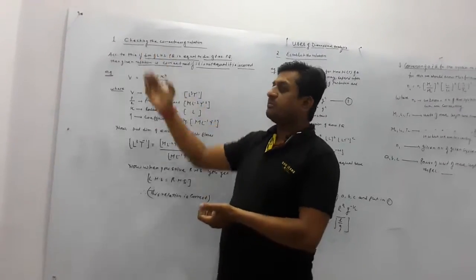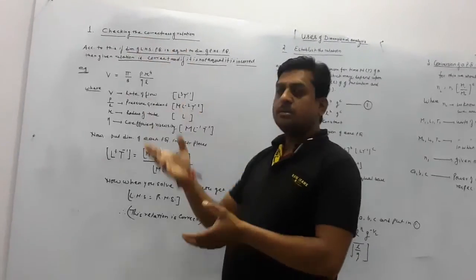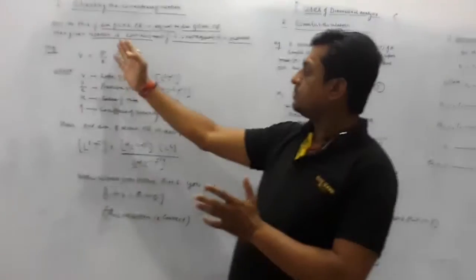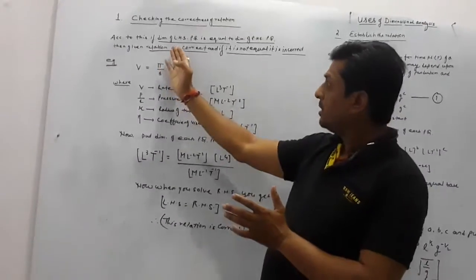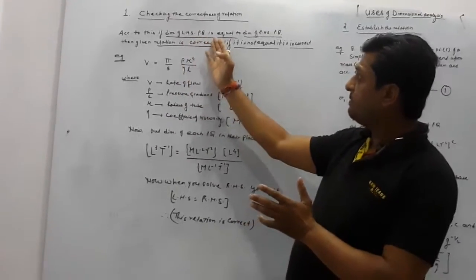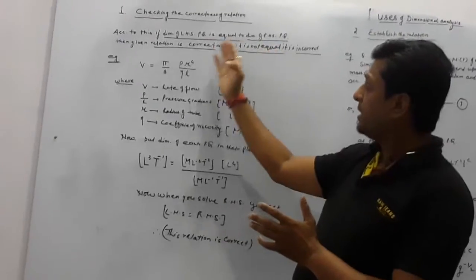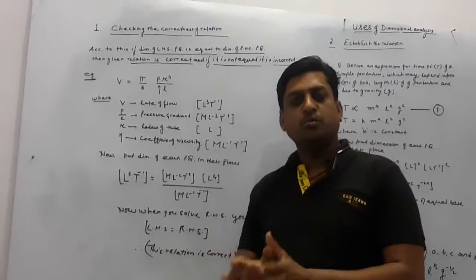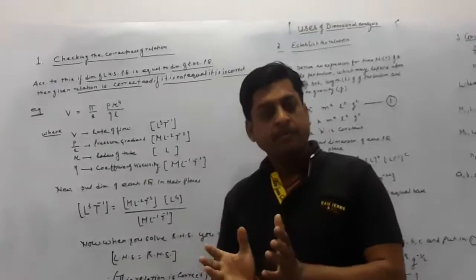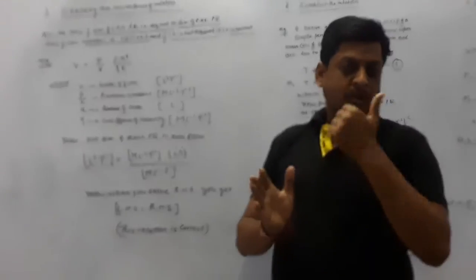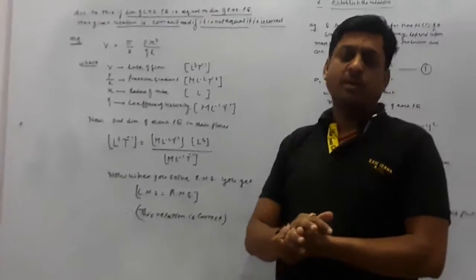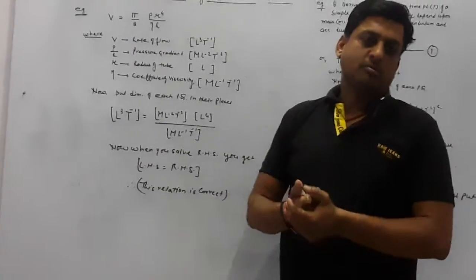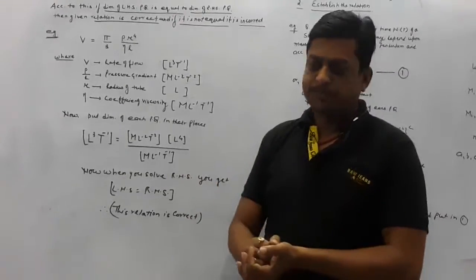Like, use number one is how we will check whether the relation is correct or not. For that you should know this particular statement. If the dimension of the left hand side physical quantity is equal to the dimension of the right hand side physical quantity, then that particular formula, that particular relation is correct. If in case the dimension of the left hand side physical quantity is not equal to the dimension of the right hand side physical quantity, then that formula, that relation is not correct.